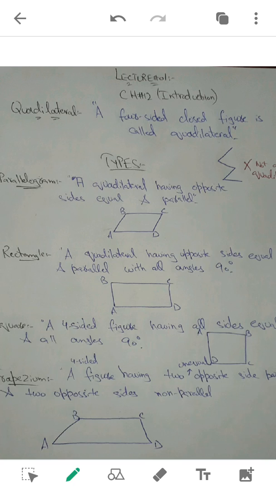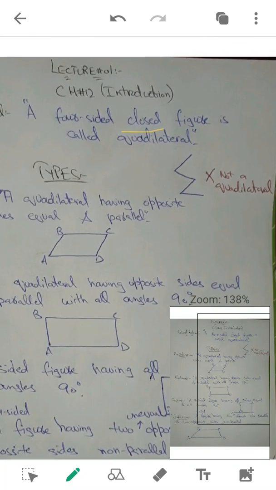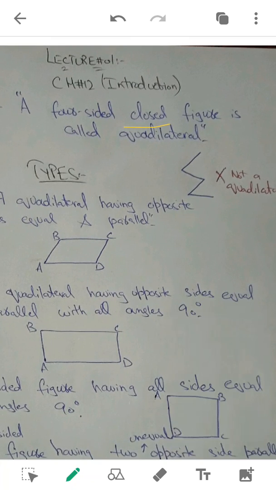This is what I've written: a four-sided closed figure is called a quadrilateral. Why have I written the words closed figure? This is very important, and even the higher classes struggle to understand this concept. Please see this figure. How many sides does it have? If you count, it's 4: 1, 2, 3, and 4. It's a four-sided figure, but it is not a quadrilateral. Why? Because it is not closed.